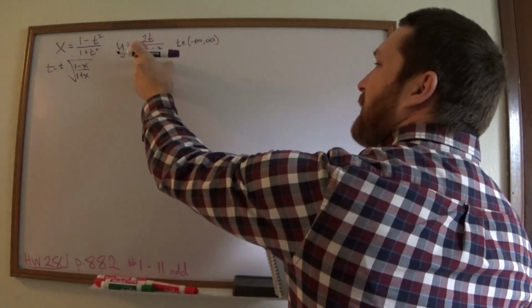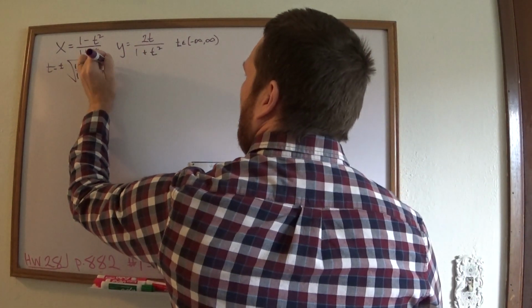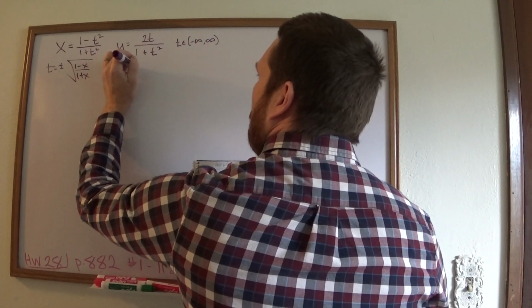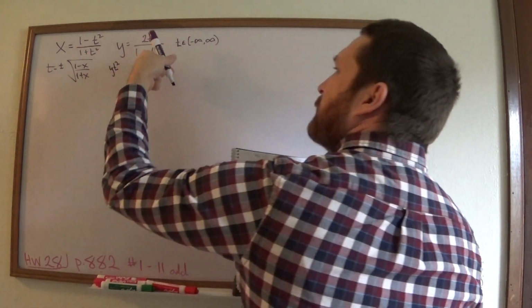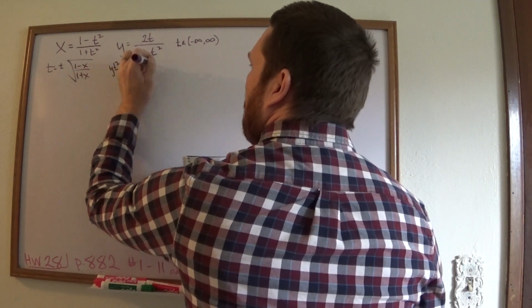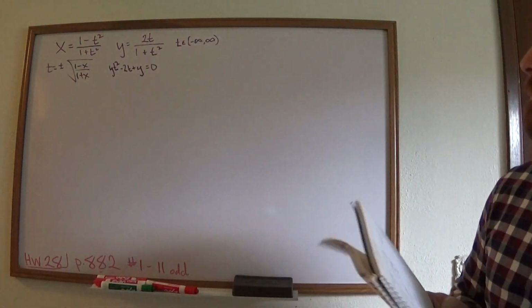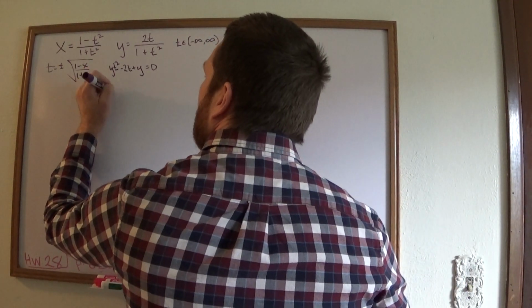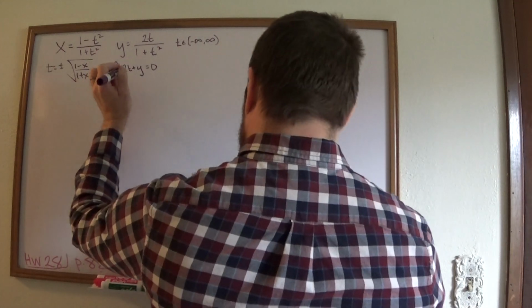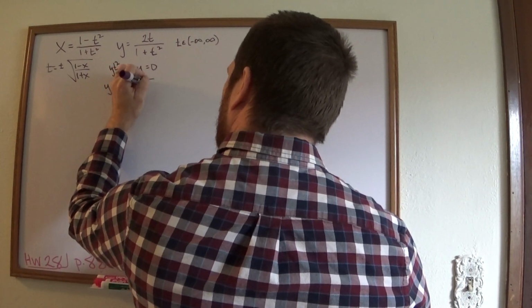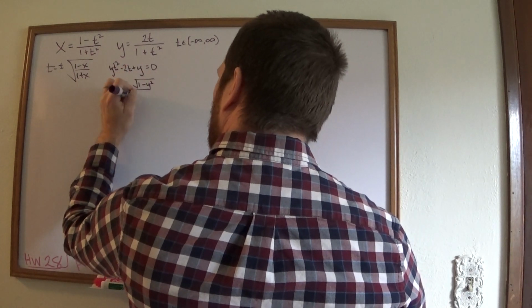You do the same thing here, and I want to actually write this one out. You get y t squared plus y equals 2t, but then you bring the 2t over and you get minus 2t equals 0. And then you have to use the quadratic. Then you use the quadratic, and I reduced it to get that t is equal to 1 plus or minus the square root of 1 minus y squared, over y.